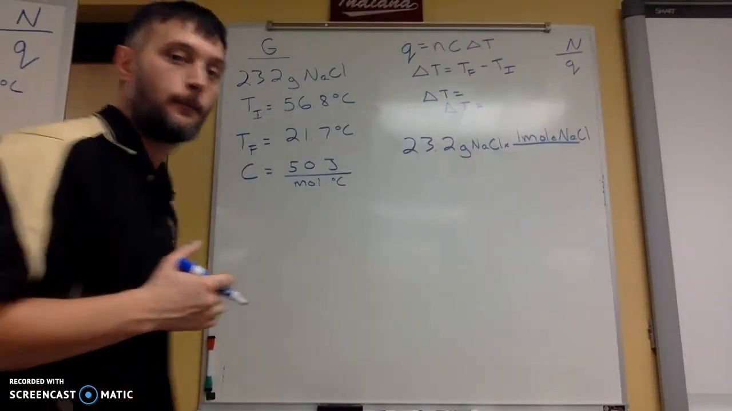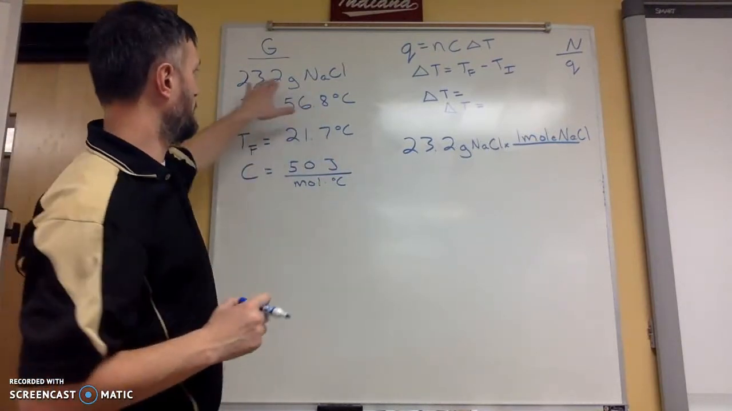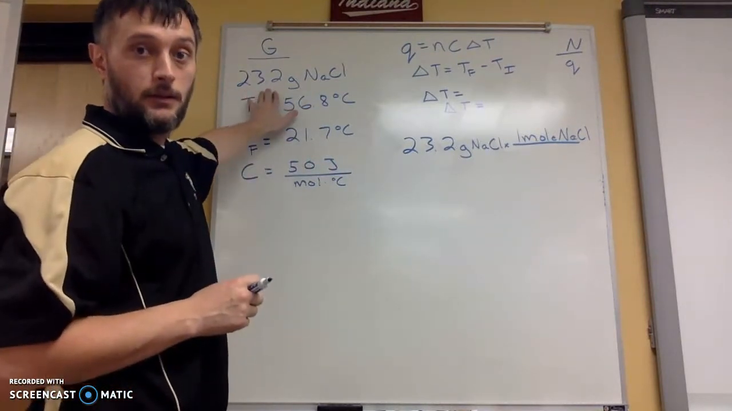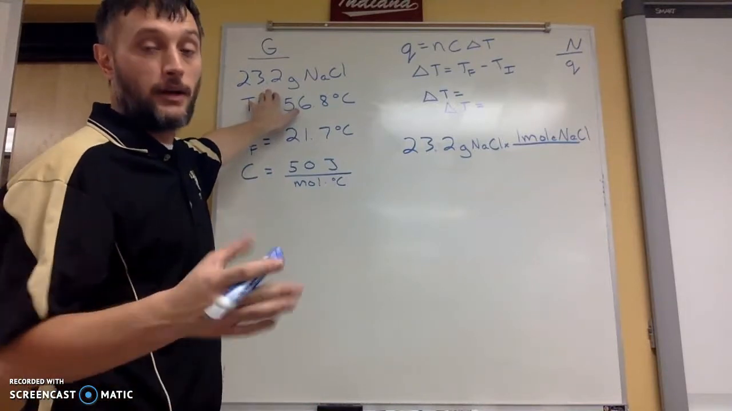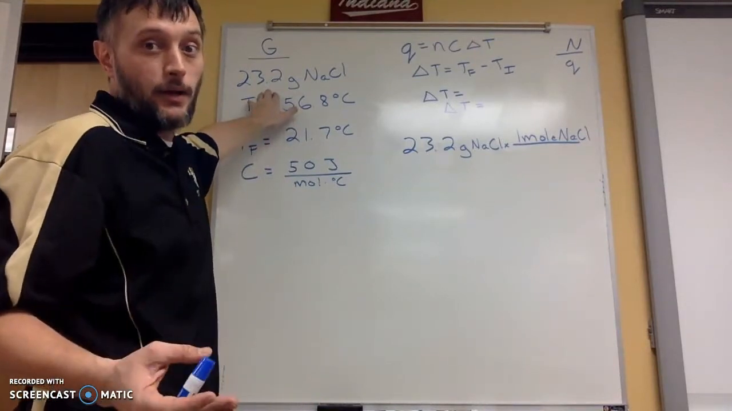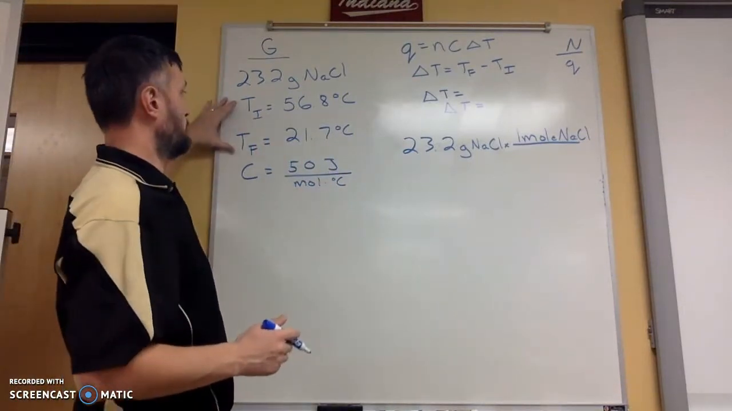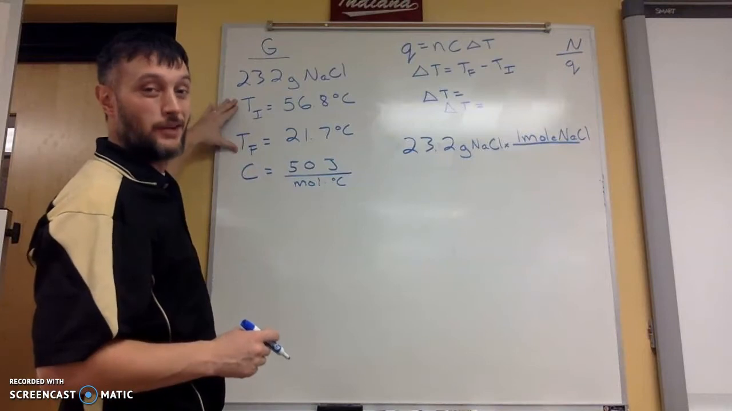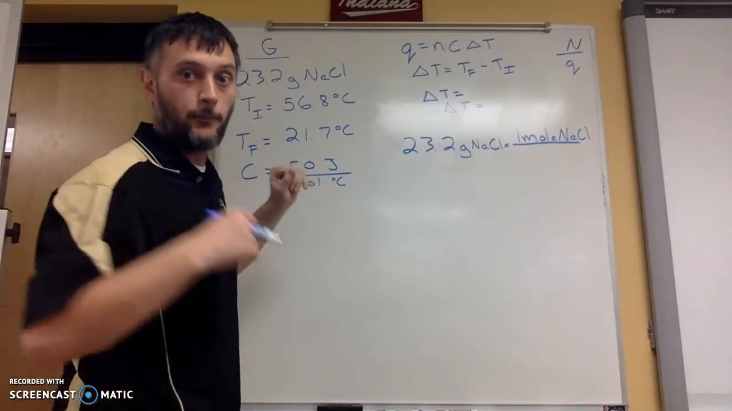Style 3. Notice the big difference here. I'm given a number of grams, and I'm dealing with molar heat capacity, so I'm going to have to go grams to moles. Somehow, some way, I got to get grams to moles. Luckily, I've known how to do that for months. I've got temperature initial, temperature final, going to have to change those to a delta T, and I got my C. Luckily, I don't have to do anything there.